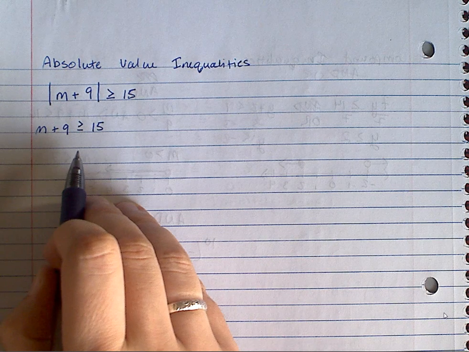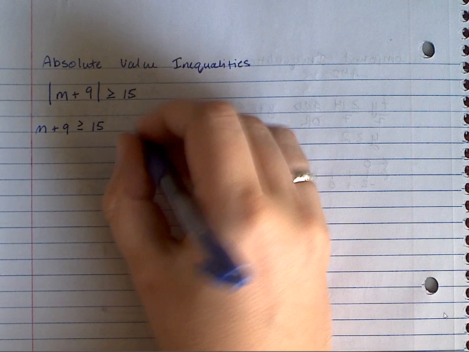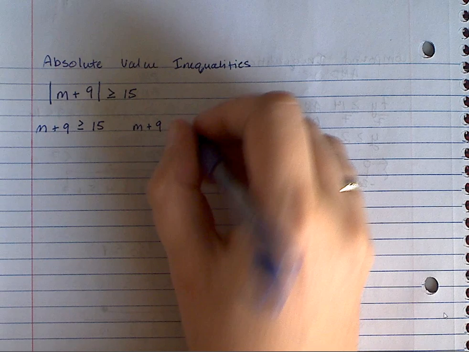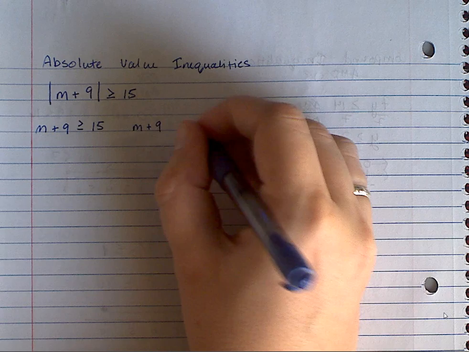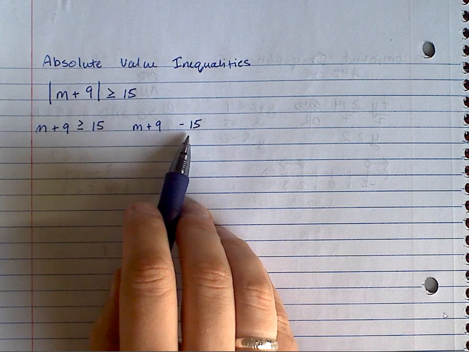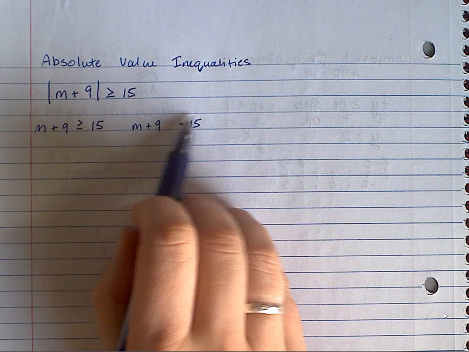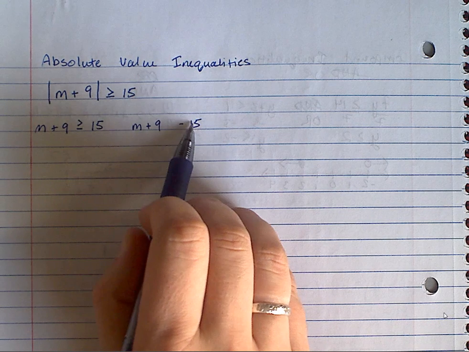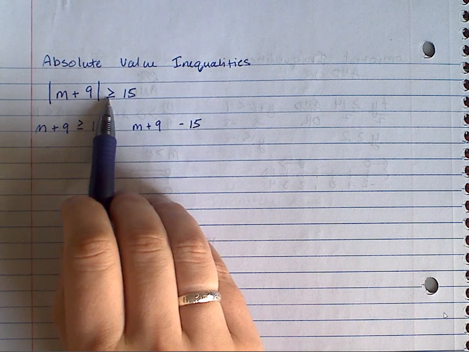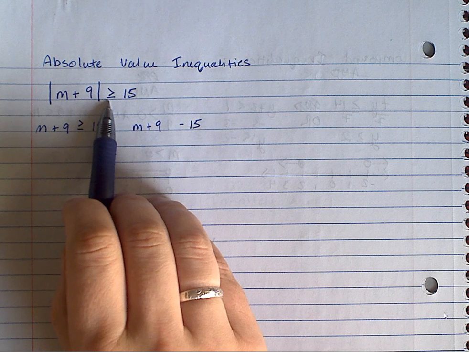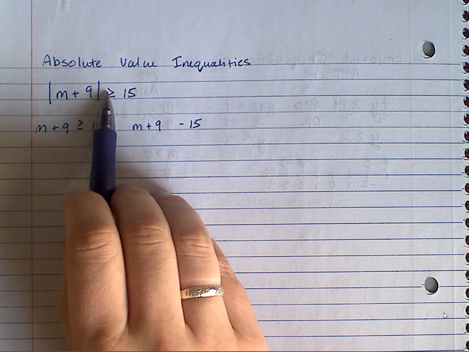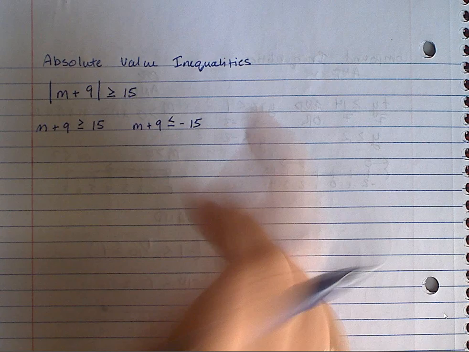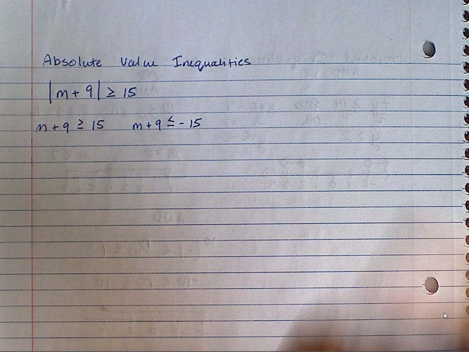The other one is going to be m plus 9, and I'm going to make the number on the right be negative 15, just like with the absolute value equations we were doing. But because I changed the sign of the number, I need to flip this inequality around. So instead of this being greater than or equal to, now it needs to be less than or equal to.